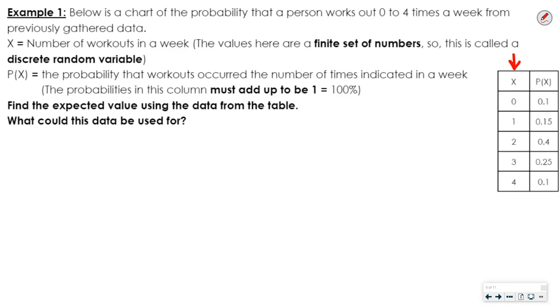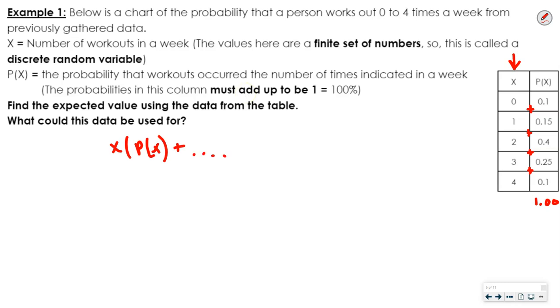Then P of X is the probability that the workout occurred that number of times in a week. So the probabilities in this column must add up to 100%, which is 1, because remember 1 is 100%. Then we're going to find the expected value using the data from the table. We're going to take each X, multiply it times the probability of X, and add all those as we go down the column.